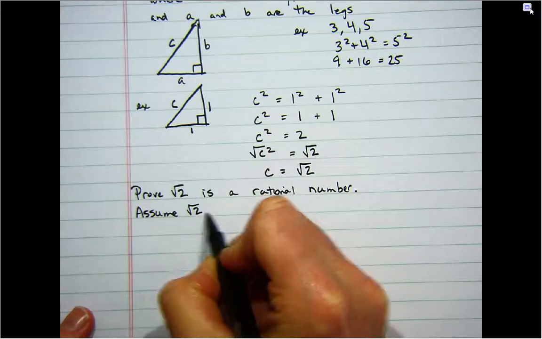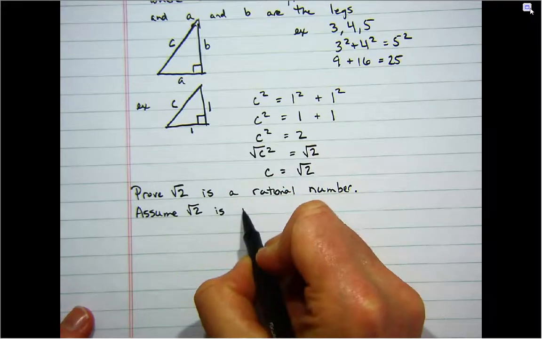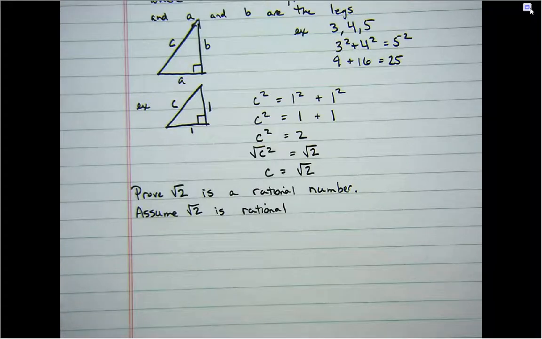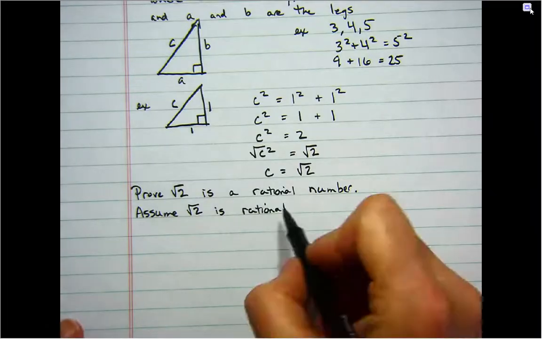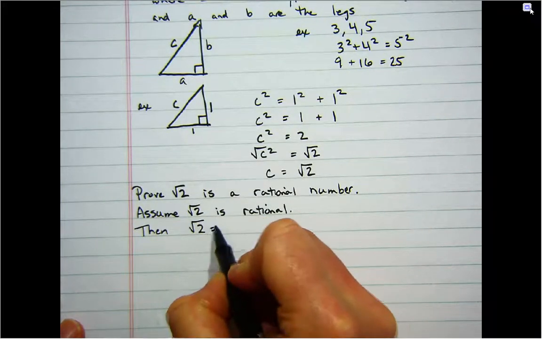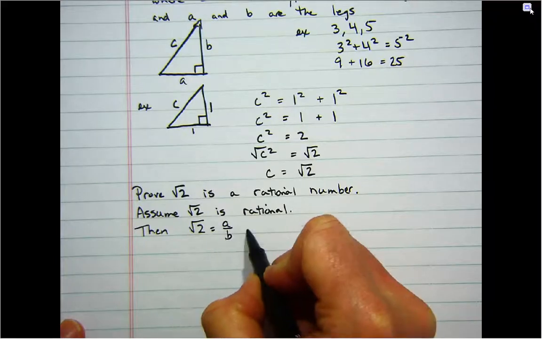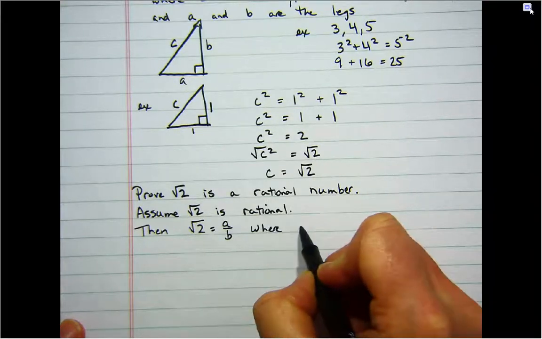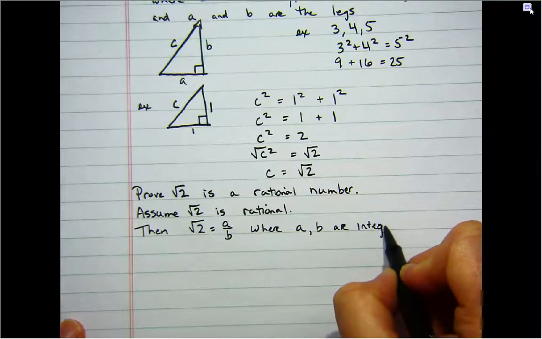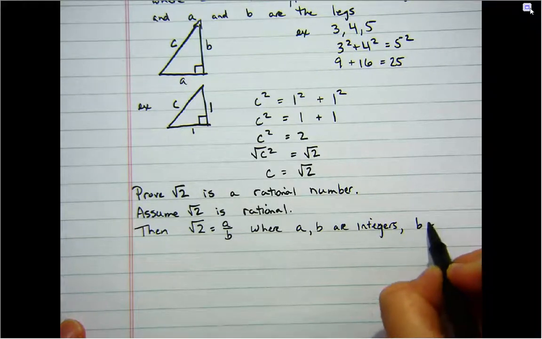Okay, so we're going to assume the square root of 2 is rational and see how that follows. So we're going to start making assertions about the square root of 2 that are irrefutable. So if the square root of 2 is rational, then the square root of 2 equals a divided by b, where a and b are integers and b is not 0.